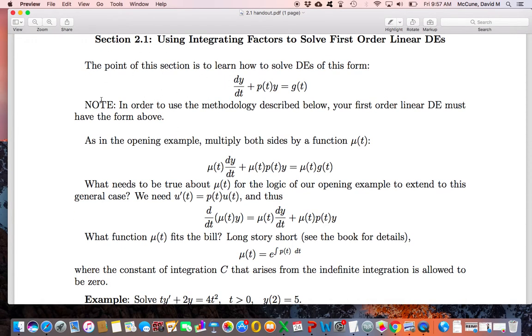However, there's one note I should make that I implicitly made in the slides, but should make explicit now. If you want to do this thing with the mu, the differential equation must be written like this. If it's not written like that, and you try to use this methodology, you will fail. You will make mistakes. So the first thing you do when you see something like this is that you must have a coefficient of 1 on the dy dt. Otherwise, this methodology doesn't work.